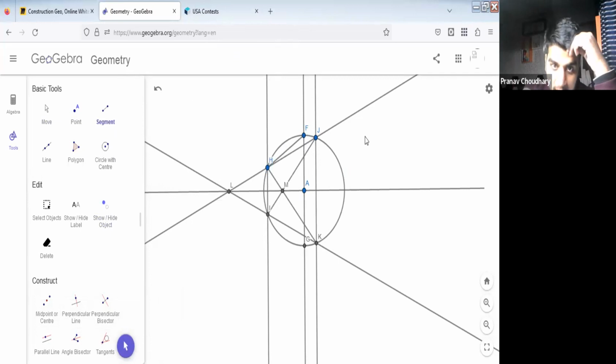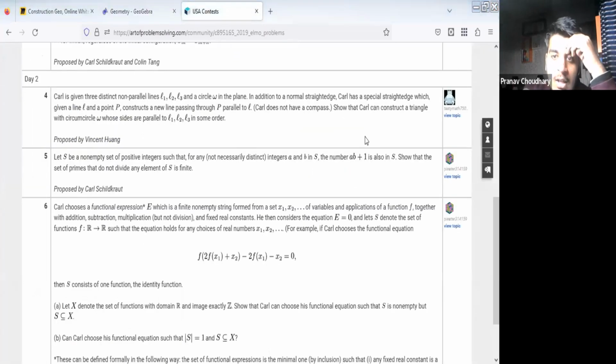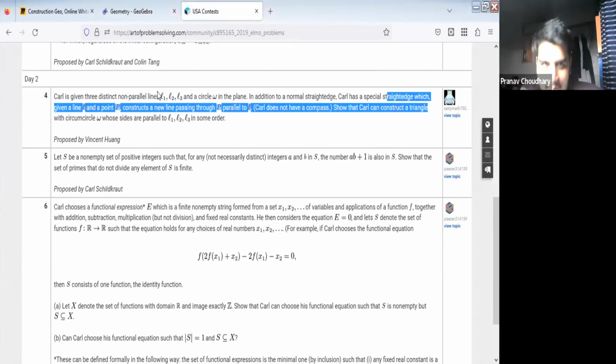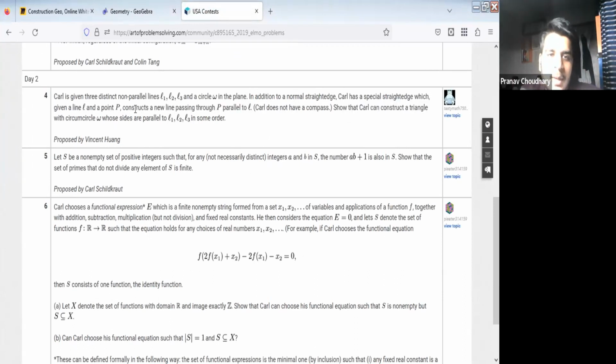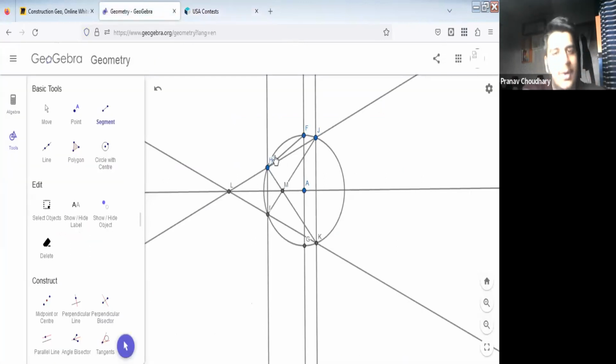Sorry, in the question I should have stated, I forgot. I think I showed you the question, so it should be fine, I hope. But he also has a special statement which, given a line L and a point P, constructs a new line passing through P parallel to L. Sorry, I should have stated that before. Probably now it makes more sense.